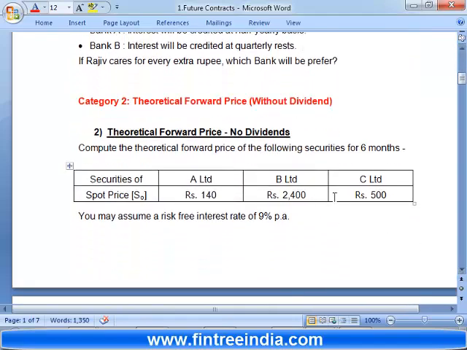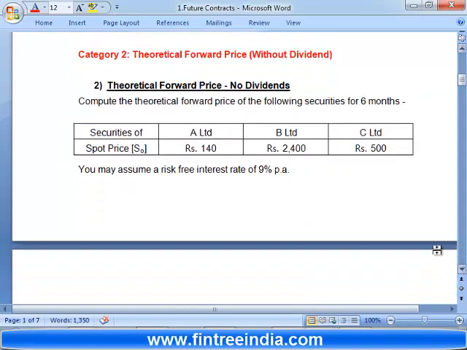Question number two. Theoretical forward price without dividend, which is the second category of question. So you have been given three securities. You've been given the spot price. For 6 months, you have to calculate the rate of interest. Now, these kinds of questions you can directly solve in a table format. Okay, so what you can write now for question number two.